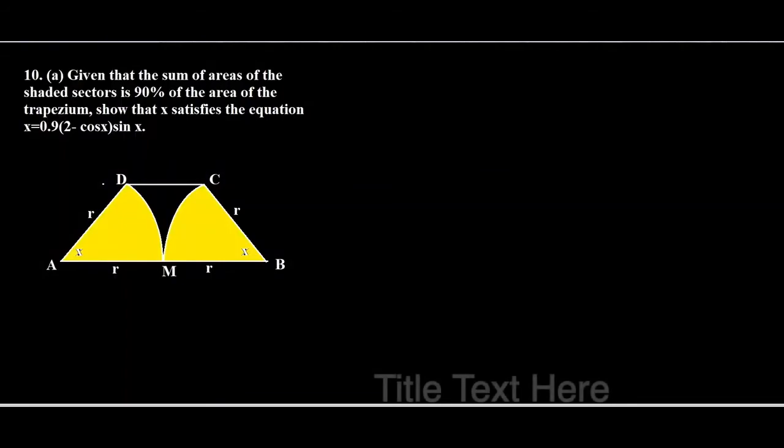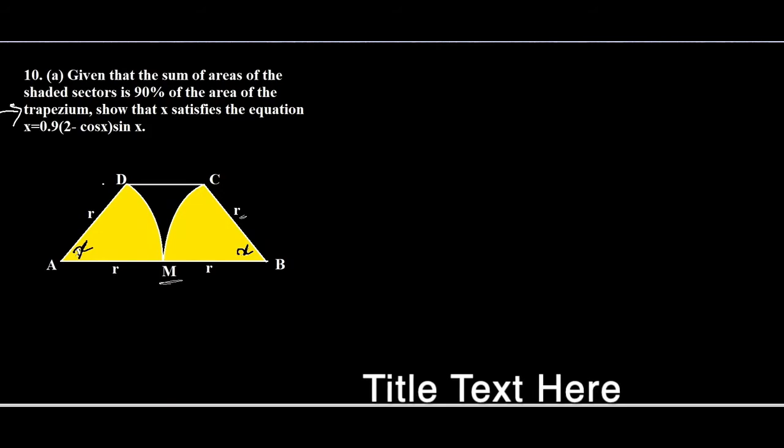Question 10 part A has this picture, and it clearly shows that there are two sectors with radius r, and M is the midpoint of AB, and angles A and B both are x radians. That means these two sectors are exactly the same. Also, ABCD is a trapezium, and they have confirmed it here. You can see it's a regular trapezium. So 90% of the area of this trapezium is made up by the two sectors.